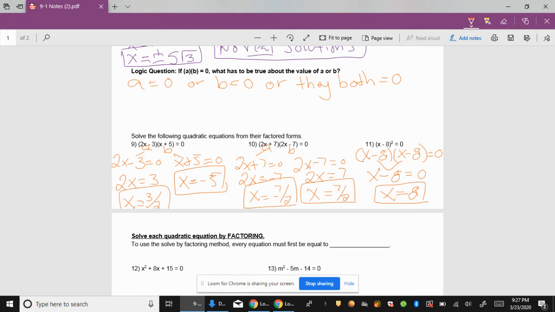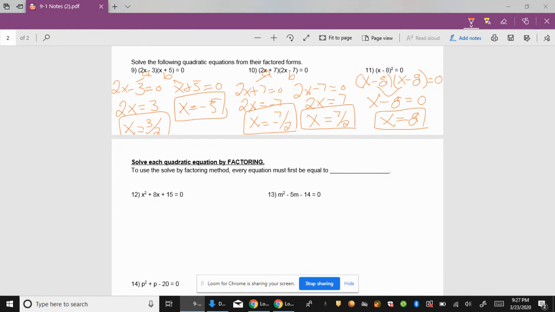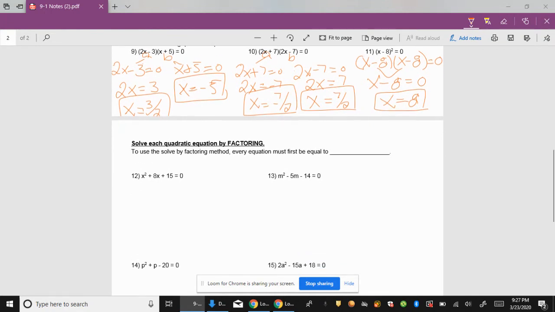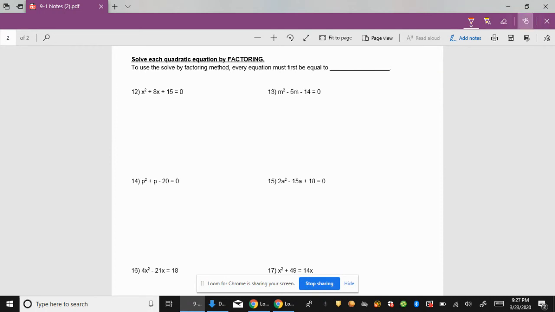All right, so those are all set up in factored form. You guys just got done doing a ton of factoring, so it should have looked a little familiar. Now, if we're going to solve by factoring, we use the zero product property: A times B equals 0. Once you factor it, then you're good. The biggest component is that every equation has to be equal to 0. That's how the zero product property works: you take something times something else equals 0, and no matter what, one of those things has to equal 0.